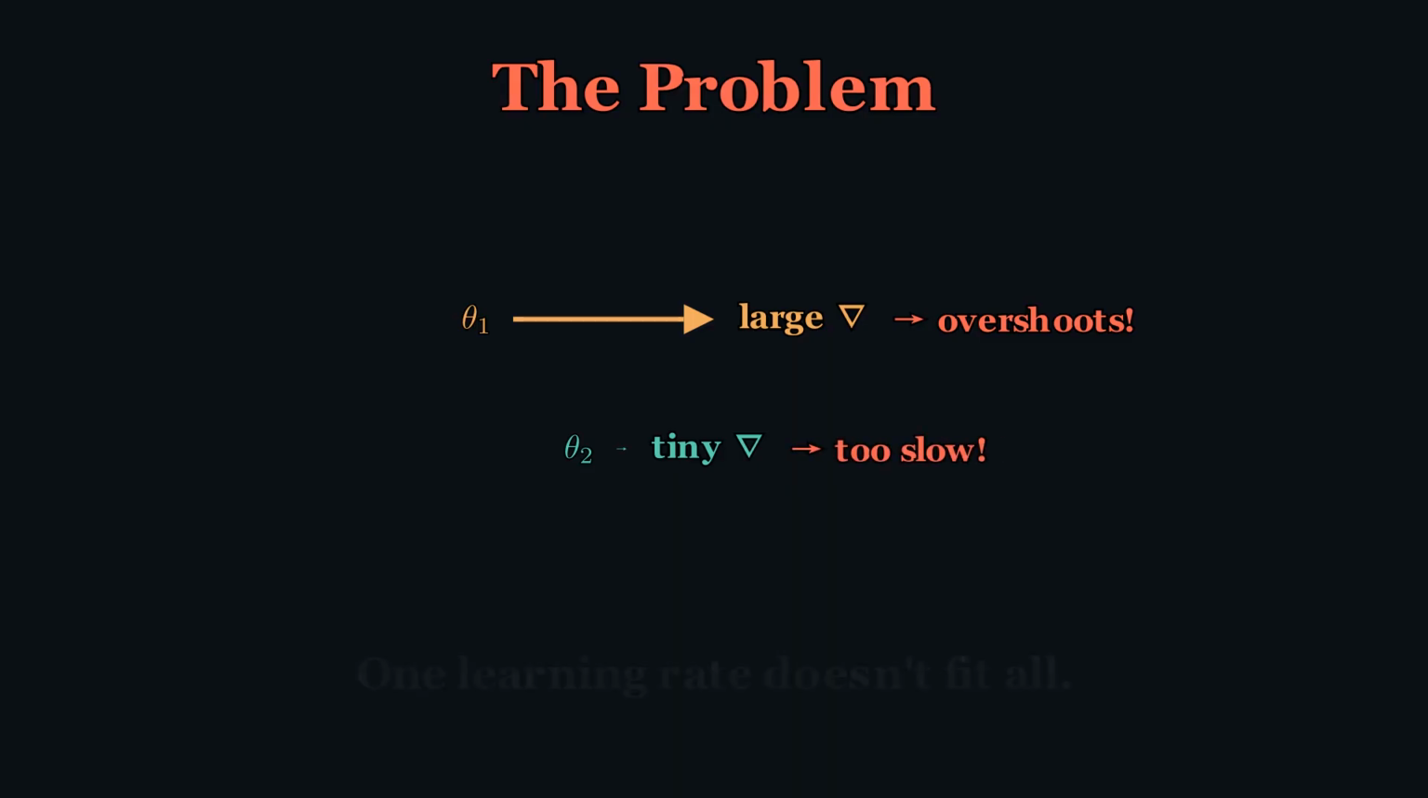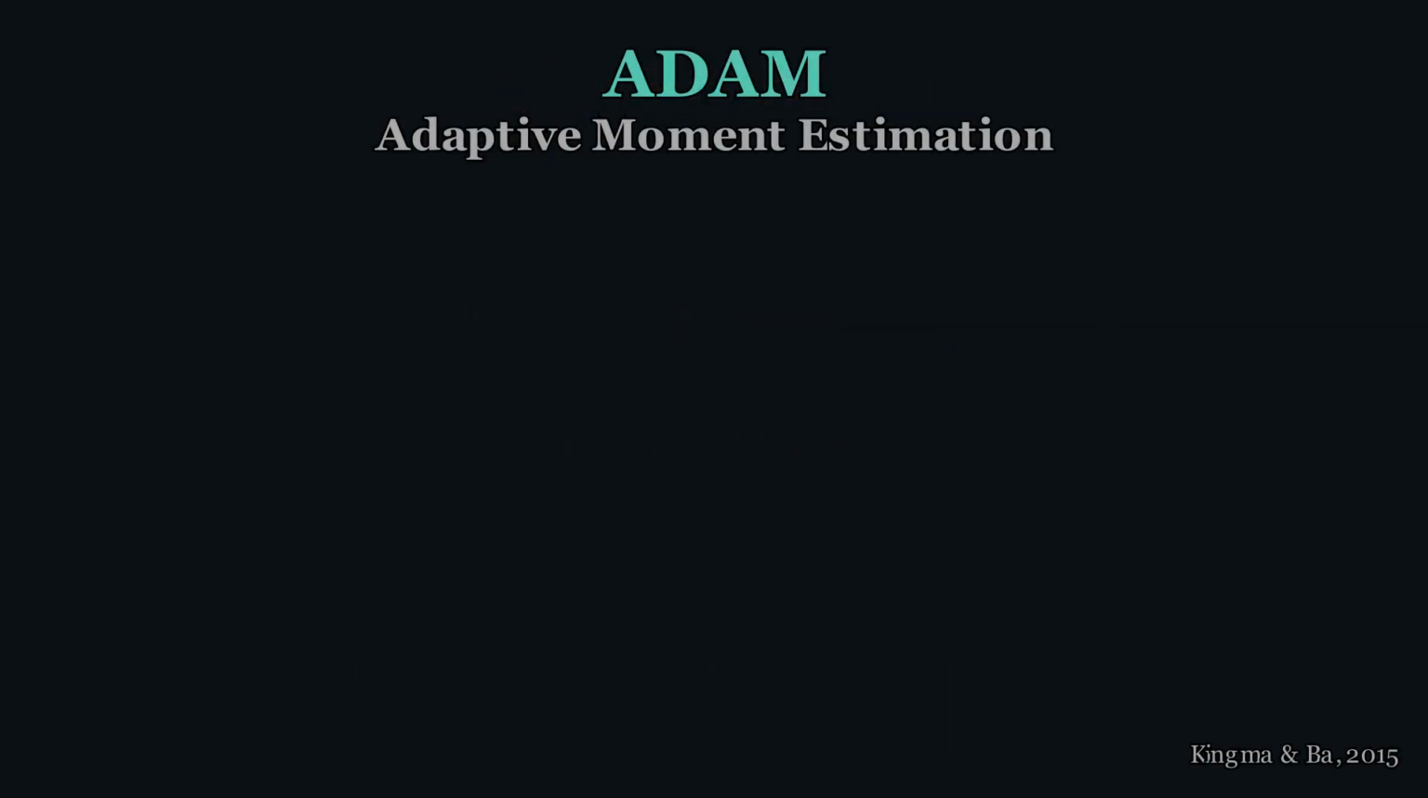Momentum solves the saddle point problem, but there's still an issue. Different parameters may need different step sizes. A parameter with a consistently large gradient might need a smaller learning rate to avoid overshooting, while a parameter with tiny gradients might need a larger rate to make progress. This is the insight behind ADAM, Adaptive Moment Estimation.